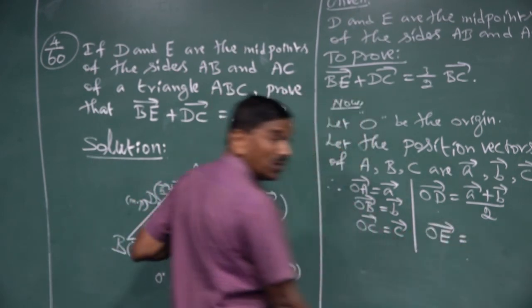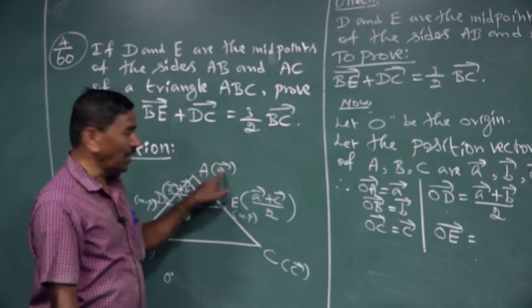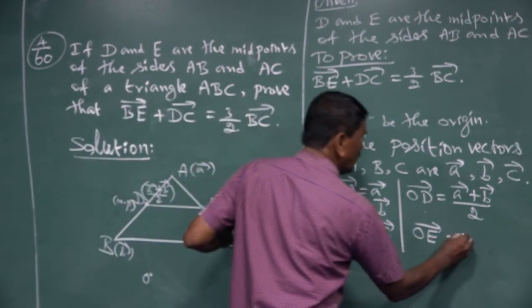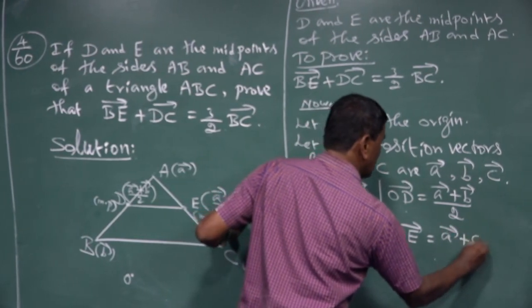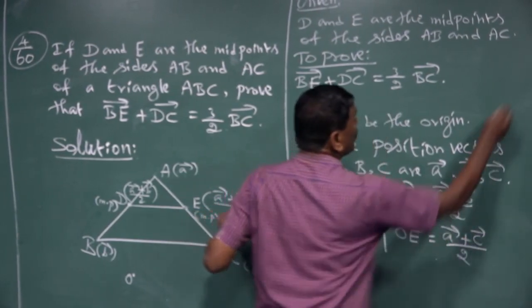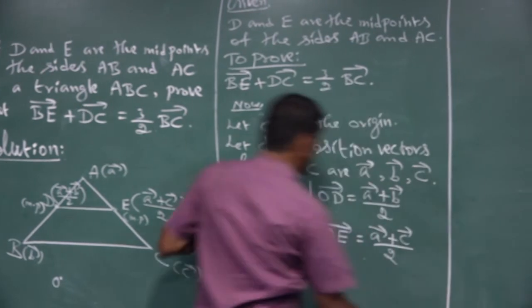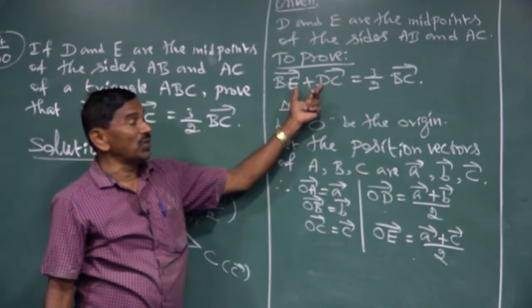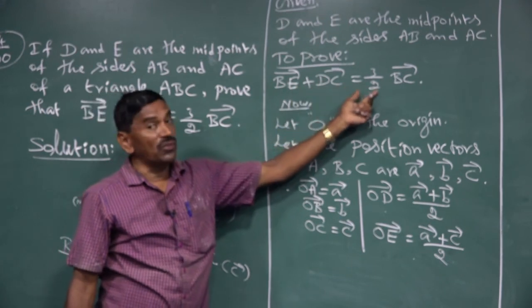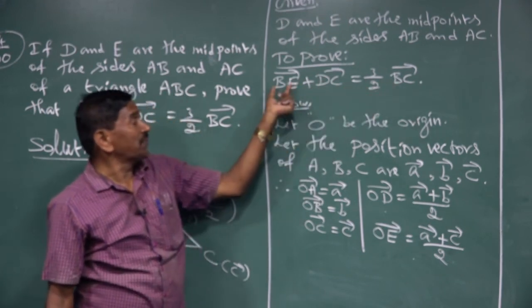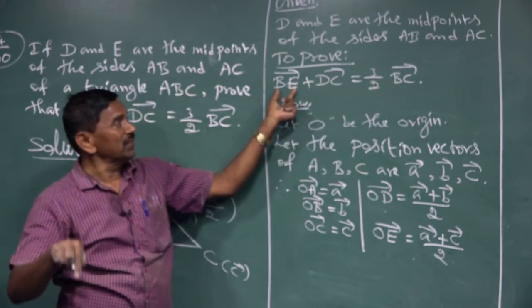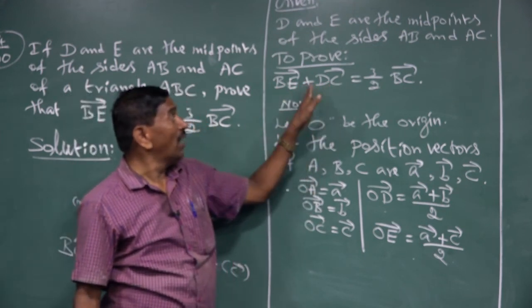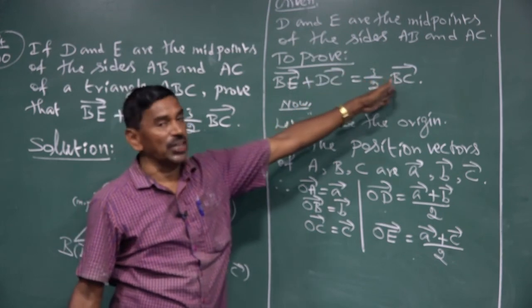OE vector is equal to? Yes, (A vector plus C vector) by 2. Okay. Now, we want to prove that the sum of these two vectors is equal to 3 by 2 of BC vector. Let us find BE vector as the first equation, then DC vector as the second equation. Adding 1 and 2, we are going to get the required result.